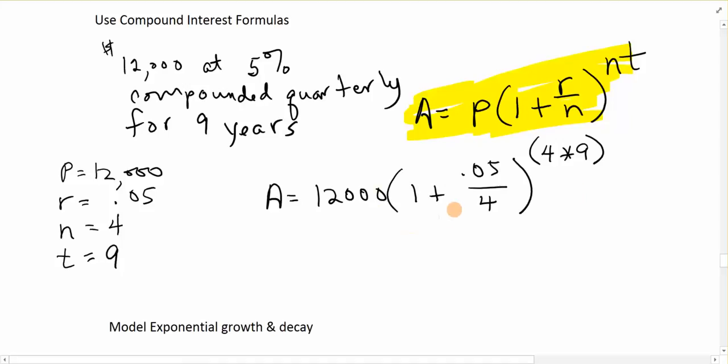When you're doing all that in the calculator, I would start here, and I would say 0.05 divided by 4, enter. Plus 1, enter. Raised to 36, enter. And then I'd multiply by 12,000. That'll help you in not getting in trouble with that.